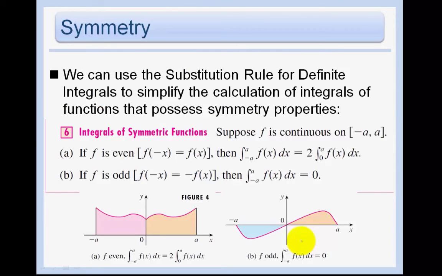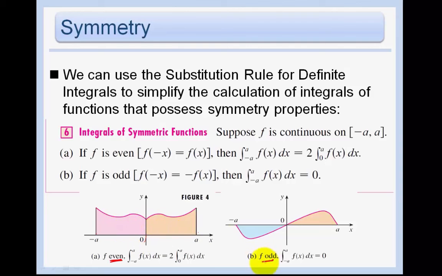Okay, one last thing. We can use the substitution rule for definite integrals to simplify the calculation of integrals of functions that possess symmetry properties. So, if our function is even, then we know that the integral from negative a to a is just going to be 2 times whatever the integral from 0 to a was. Right? Because this area is going to be equal to that area.